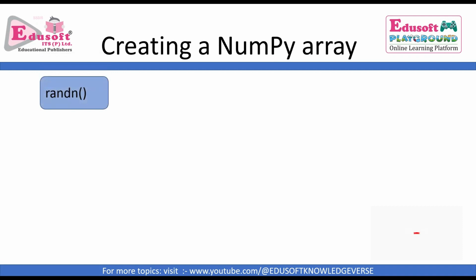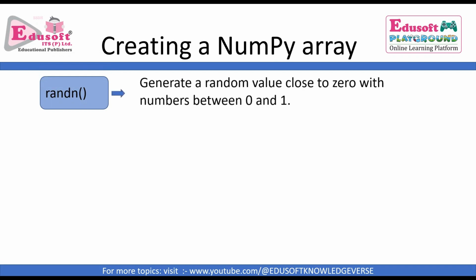So the next function is the randn function. What if I want to create an array having elements ranged between 0 and 1? So what function do we have to use? We have to use the randn function. It will generate random values close to 0. Let's see the syntax. array1 = np.random.randn. Within randn, you have to give the shape of the array you want. If you want your array to have 6 elements in it, you have to give 6 as an argument here.